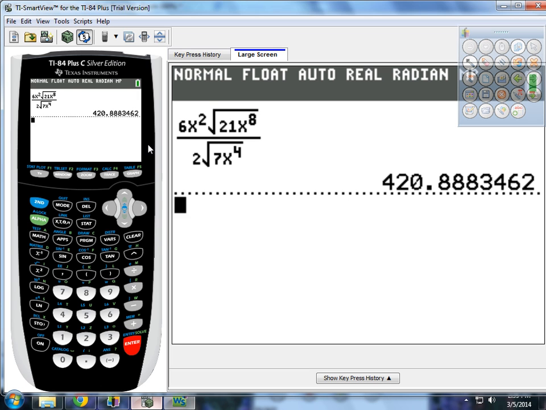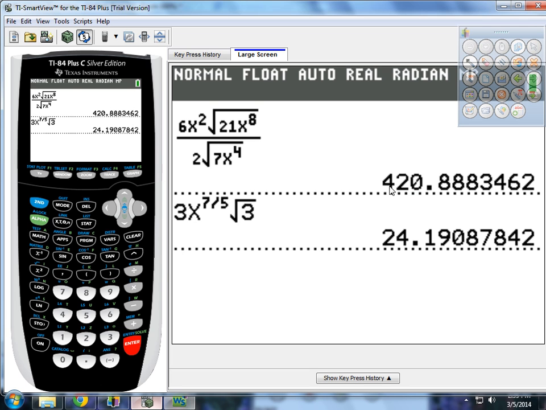And we're going to try answer A. So I've got 3x raised to the 7 over 5. So 7 divided by 5. Now make sure you get out of the exponent here. And then you've got square root of 3. So I'm going to press enter. And remember, I'm just looking for this and this to match. Okay? So remember, yours might be a different number than what I have. So just keep that in mind. So obviously, that doesn't match.